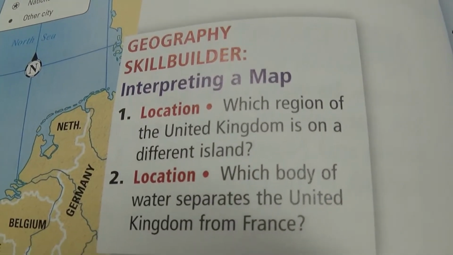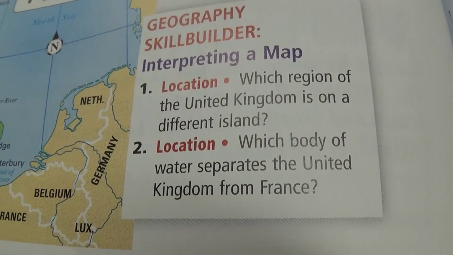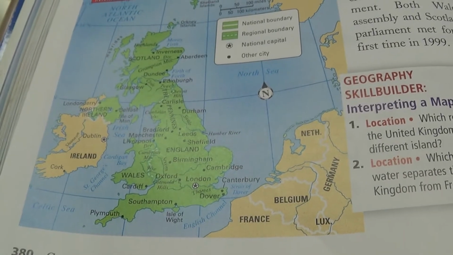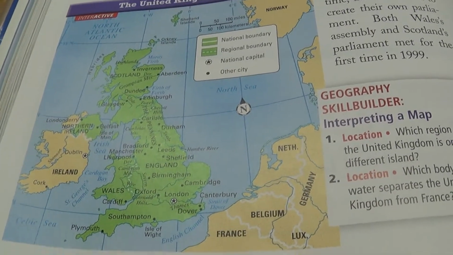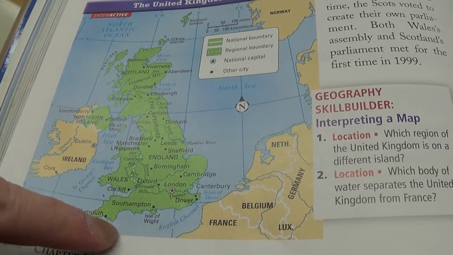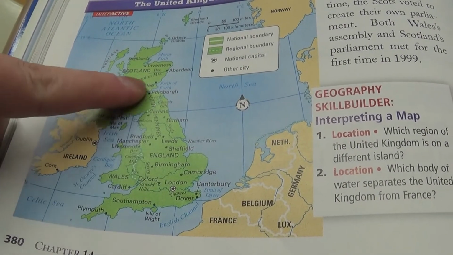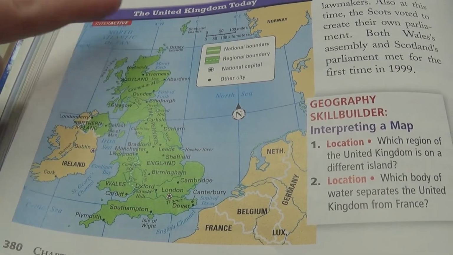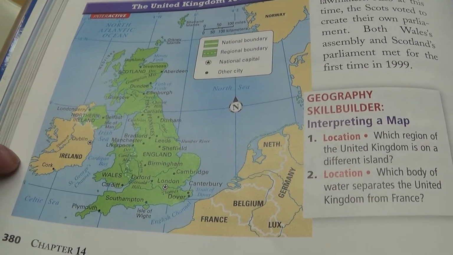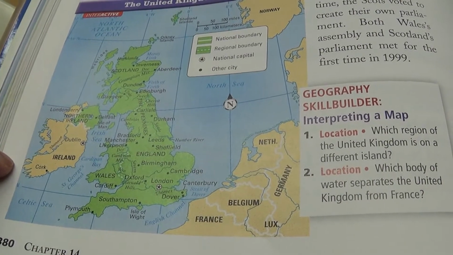Now I'm going to come over here and read the question. Number 1, which region of the United Kingdom is on a different island? So an island is surrounded by water on all sides. So the main parts here that are shown is this country here, the United Kingdom, as the title says. And then Ireland over here is also surrounded by water on all sides, and that makes that an island.